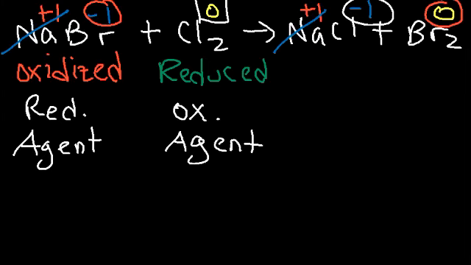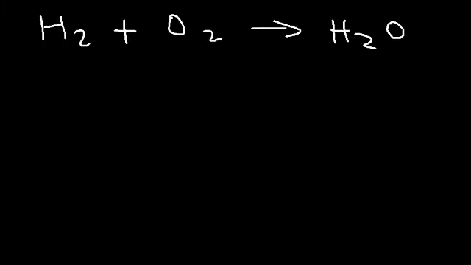So what about this example? H2 plus O2 turns into H2O. So feel free to pause the video and try this example. So hydrogen gas on the left, it's in its elemental form, so it has an oxidation state of 0. Oxygen also has an oxidation state of 0. Now in water, in a compound, it's going to be different.